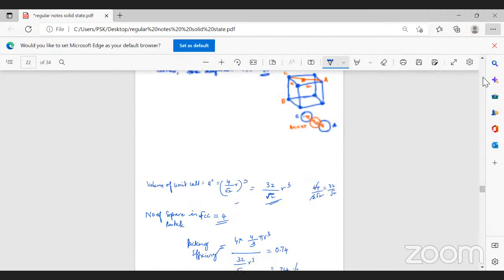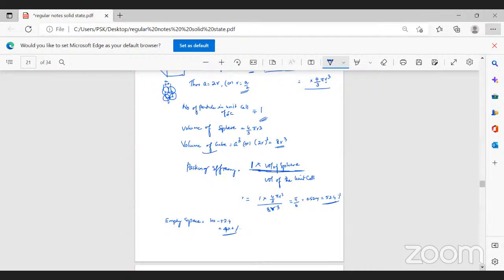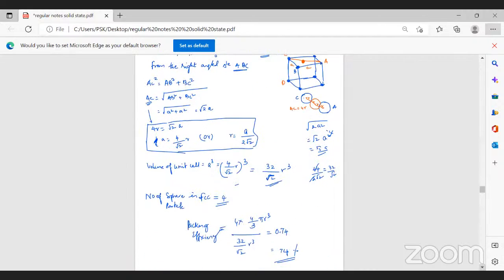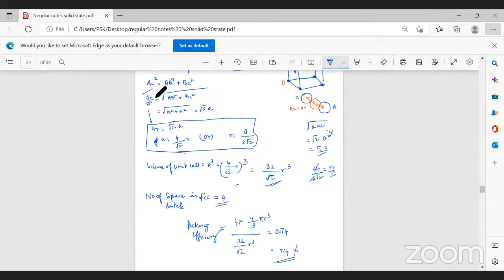Please participate. There are 10 students in the class. You should tell me. Just check and tell me. You should know what this 4R is, and why we have taken AC. If you understand that, then things become easy.